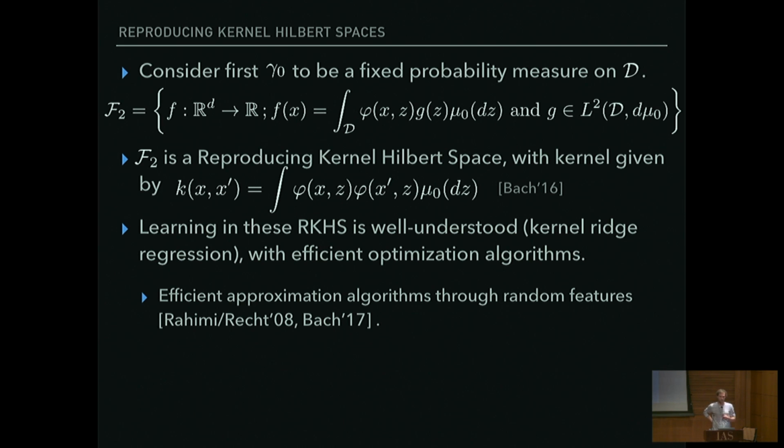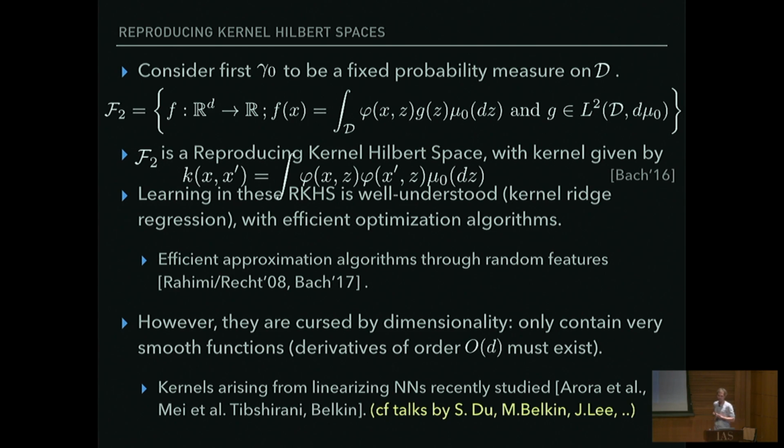So what is the problem, or is there a problem? My argument is that one possible limitation is that this space of functions is cursed. In other words, the only functions that live in that space need to be very smooth. The number of derivatives that functions in the space have to have is, again, of order D. The higher the dimension, the more derivatives I need to have.